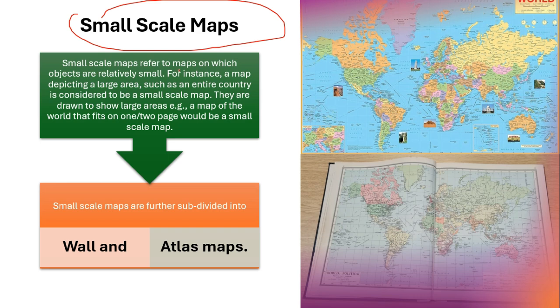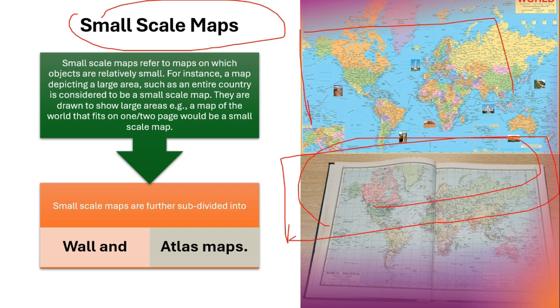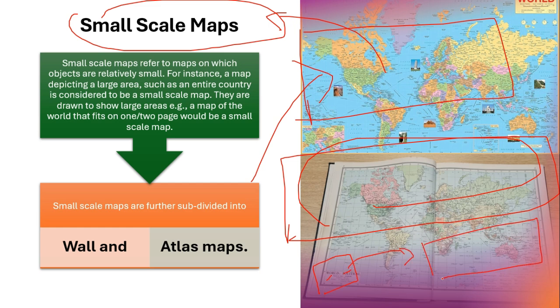So, small scale maps refer to maps on which objects are relatively small, like where on a single paper you are representing the whole world or a whole country. So you are representing a larger area on a single paper. That will fall under a small scale map. Whenever you represent a smaller area like a village or city on a paper, then it will be considered a large scale map. Like I said, the entire country, entire world will fall under small scale map.